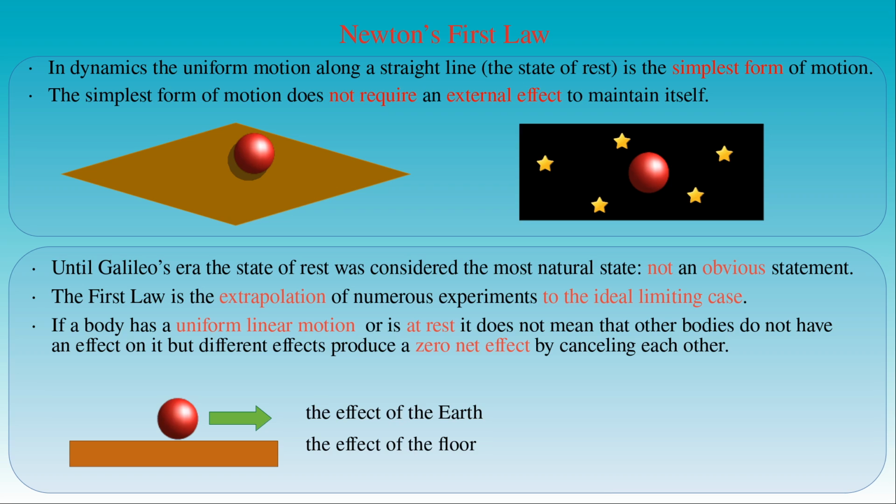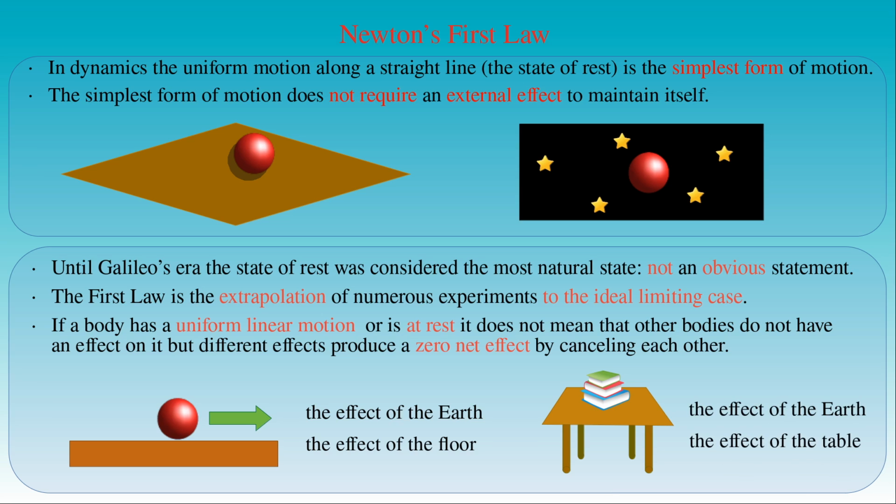As seen before, the state of rest can be considered as a special case of the linear uniform motion, where the speed is zero. In our everyday environment, the majority of the objects are at rest, as in the figure showing some books placed on the table. Here the effect of the earth on the books and the effect of the table cancel out each other and the books remain in the state of rest.